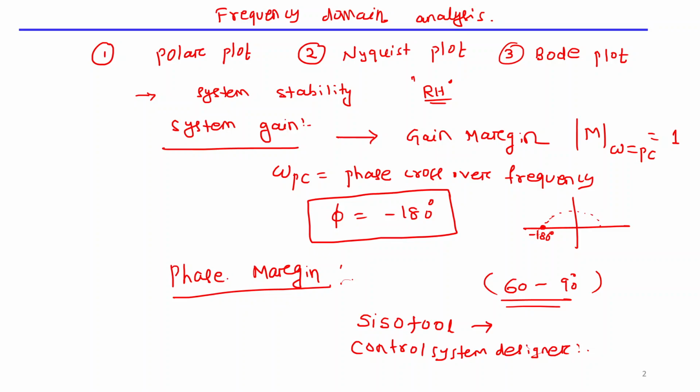Coming back to my point, what I'm going to discuss today is some numericals related to solving problems: finding the system gain for system stability, finding the range of system stability, and basically how to draw the Nyquist plot. There are lots of questions related to the polar plot, Nyquist plot, and Bode plot.